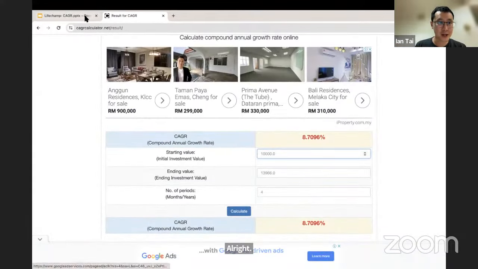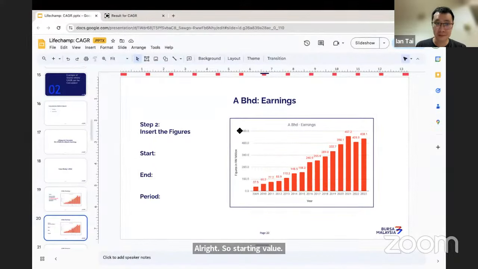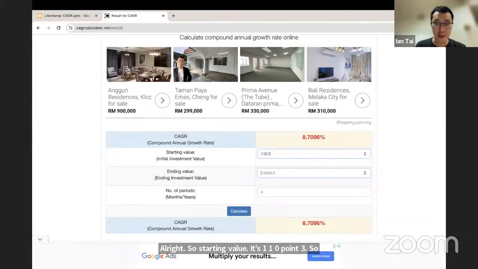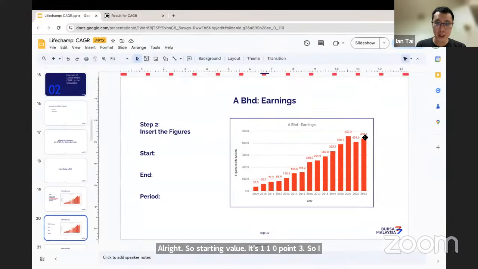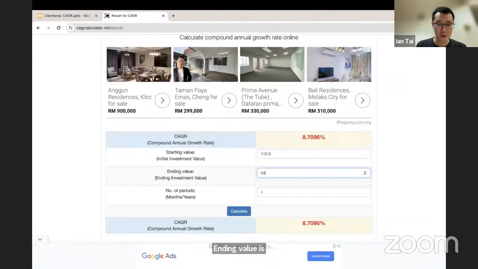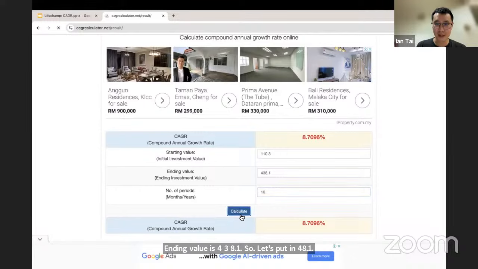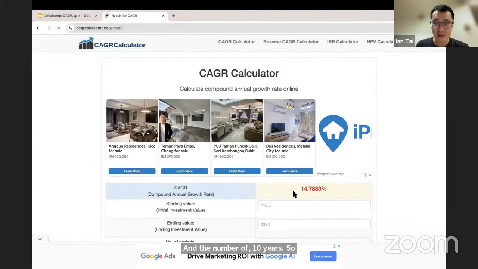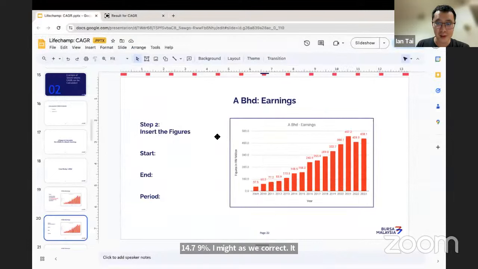All right. So starting value is 110.3. So I just need to put in 110.3. Ending value is 438.1. So let's put in 438.1. And the number of periods, 10 years. So bam, let's do some calculation. And the answer is this, 14.79%. Ahmad Azri, correct. It is 14.79%. So which means from here to here, the earnings have been growing at a rate of 14.9% per annum. So that is the CAGR for A Berhad.